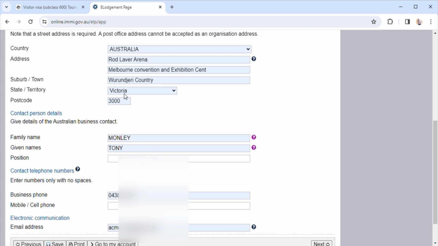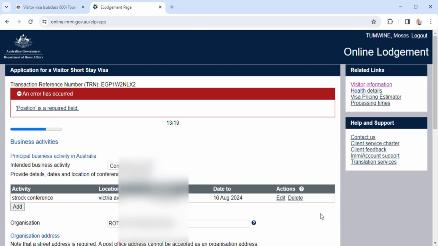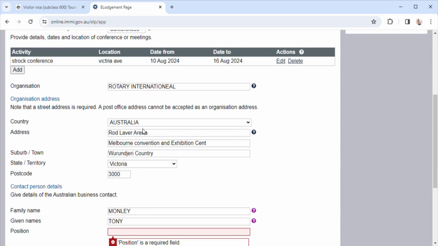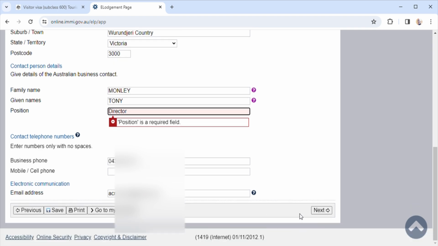So for me, what I have fed in here in this application form, I have shown you that they will contact this person to confirm that what you are saying is true, and this person is responsible for your stay in Australia. Hope you have got me. So we say next. An error occurred. Where do I have? Here, position. Okay, we may say director, or maybe secretary, or conference organizer. So everything is like that.